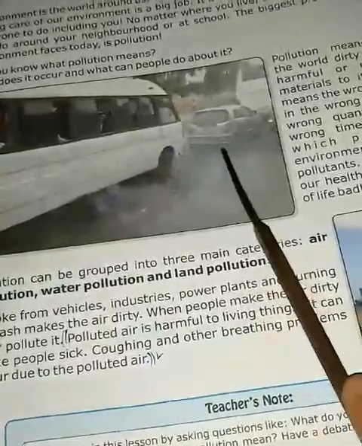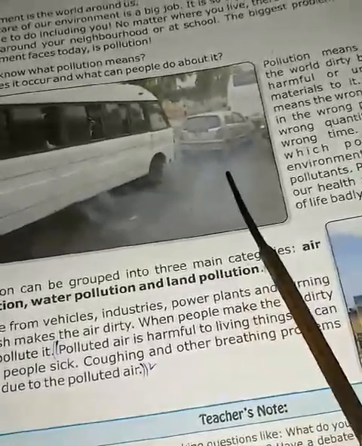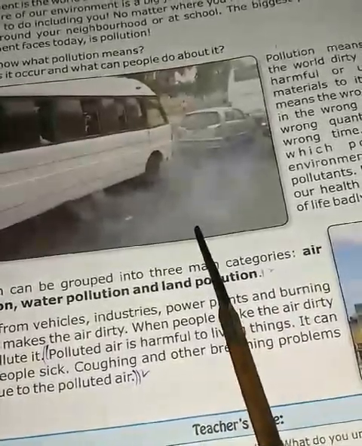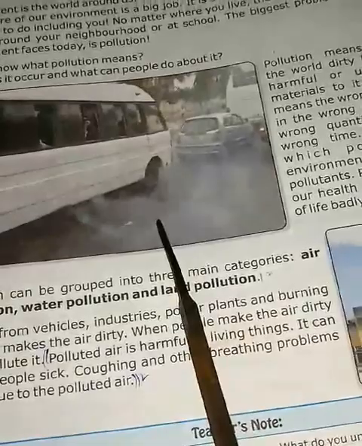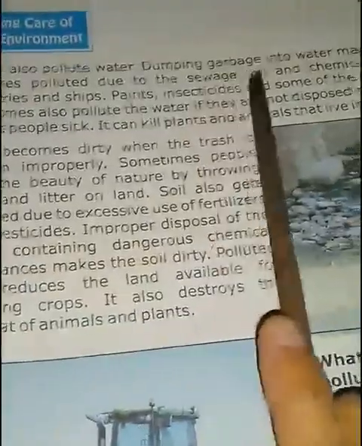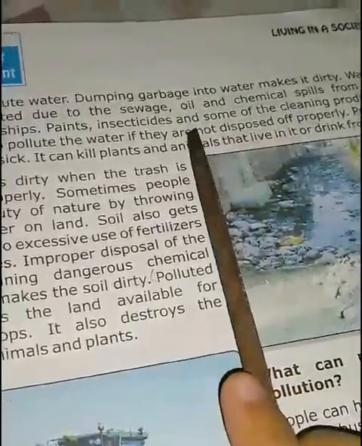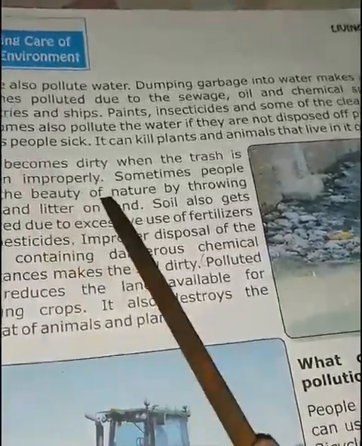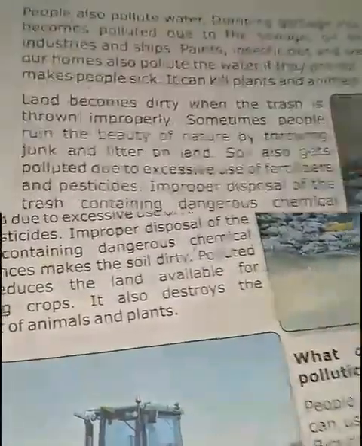As you can see in the picture, these vehicles are emitting very harmful smoke, and the similar smoke we inhale and we become ill. It is not only harmful for human beings, but it is also harmful for other living organisms like plants and animals. People also pollute water by dumping garbage and pouring sewage and chemical spills into the sea, which is very harmful for marine life like fishes and other living organisms which live in the water.